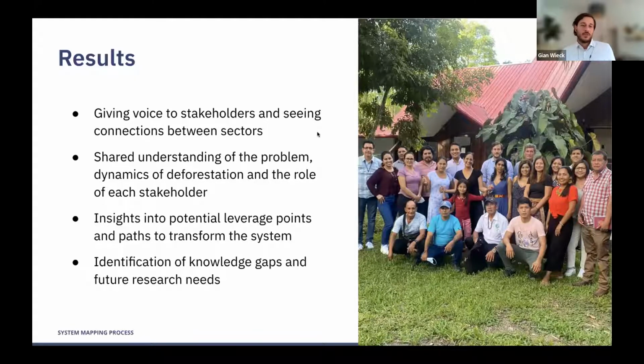And finally, as I also said, it helped to identify some other parts of the system that were just on the boundary of our exploration, that would be great to research further and understand better. For example, migrant settlers was one of the drivers we identified, but we didn't have any migrant settlers within the stakeholder group. So this would be great to extend and to deepen the knowledge in the future as well.